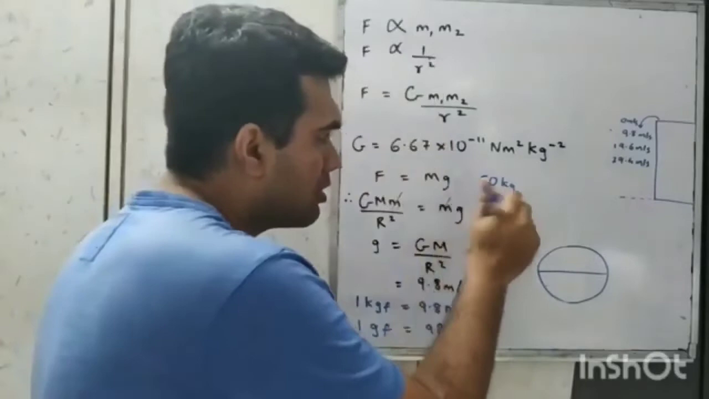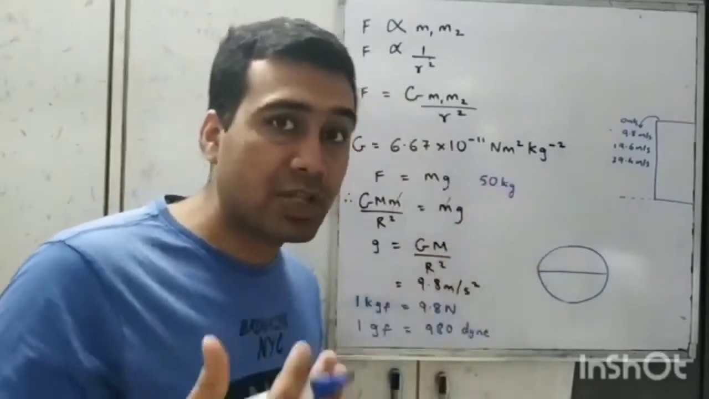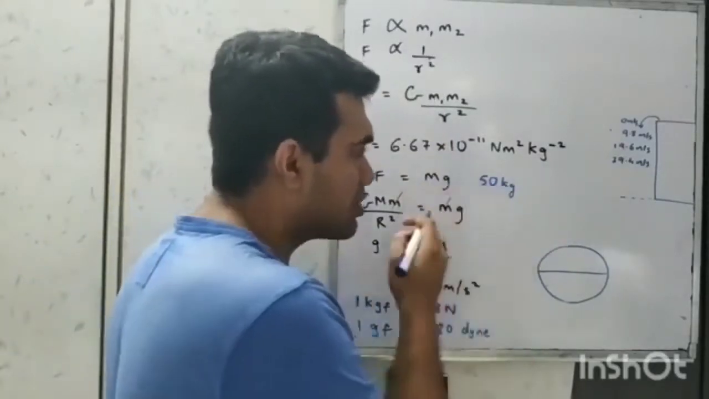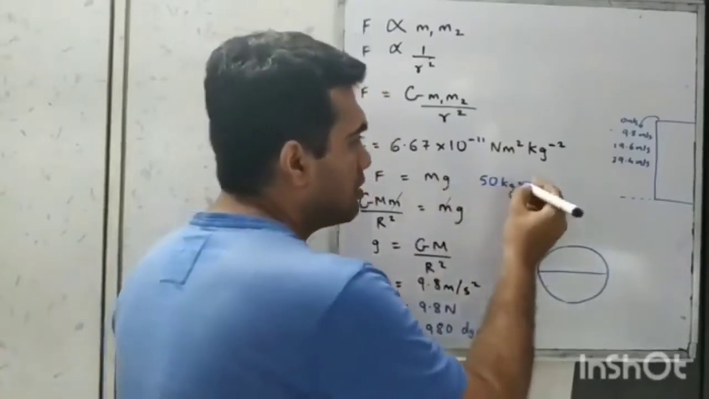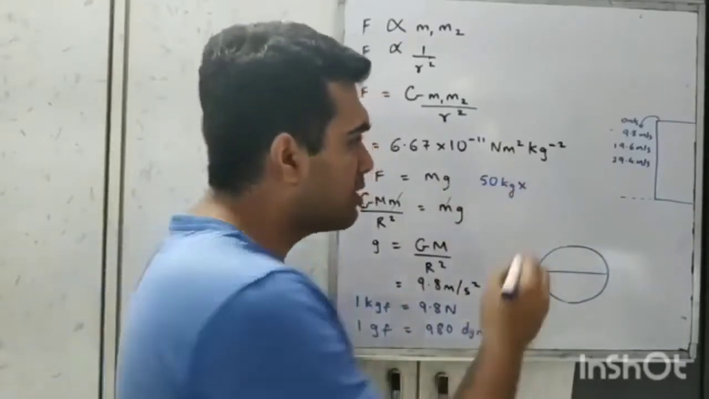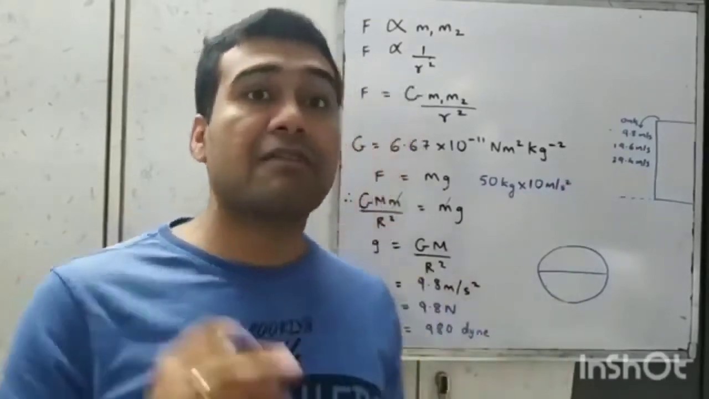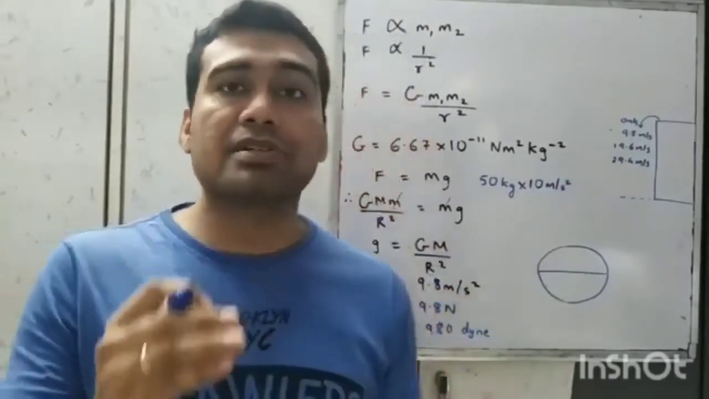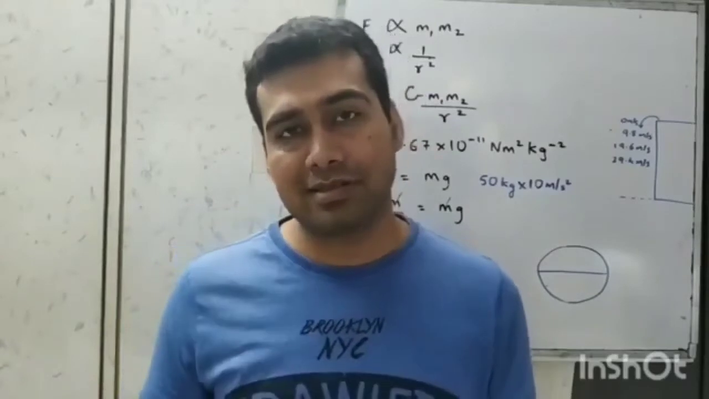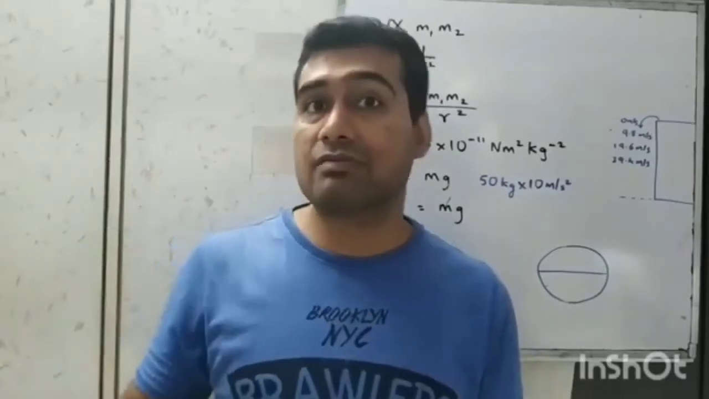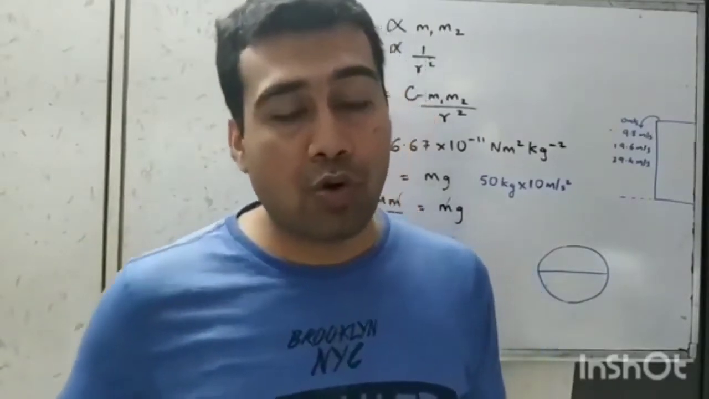So if you want your weight to be calculated in SI unit Newton, then mass is 50 kg and g is 9.8. Let's take it as 10, let's round off to 10 meters per second square. So your weight is 500 kilogram meter per second square, that is 500 Newton. That's your actual weight. So the next time somebody asks you your weight, you know how to respond.